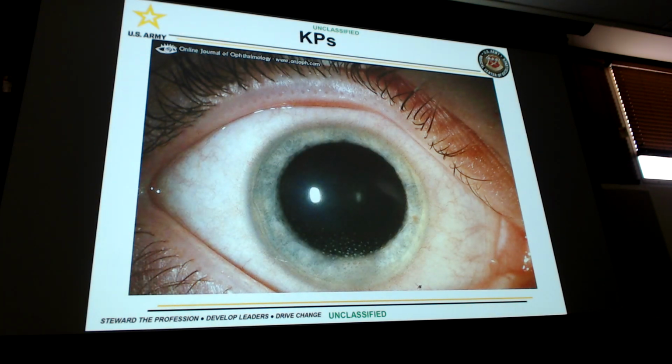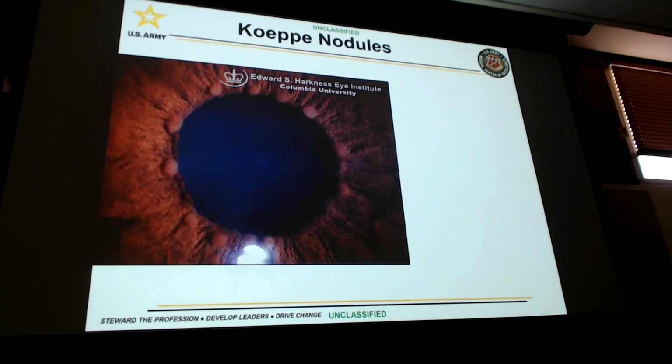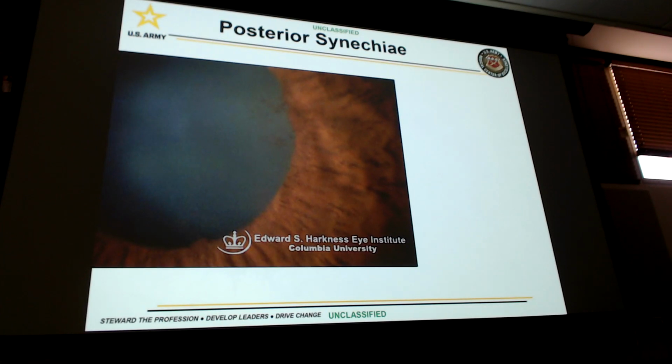Okay, we've seen this picture already. This is choroidal precipitates, more KPs. Those nodules we were talking about, the Koeppe nodules. And the irregularly shaped pupil due to the adhesion of the iris to the lens behind it. The iris just gets sticky and it sticks itself to the lens, and that's going to cause an irregularly shaped pupil.